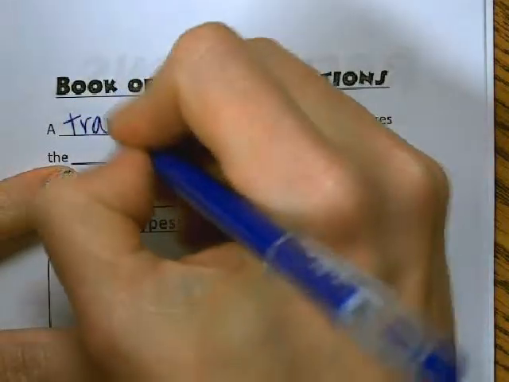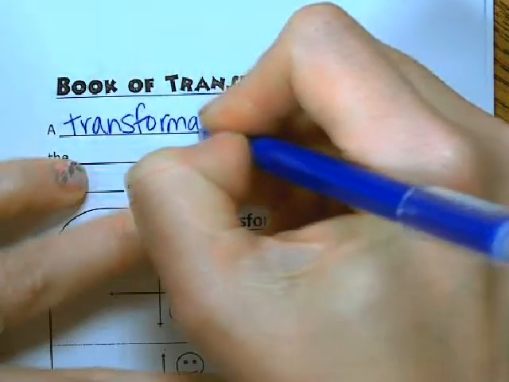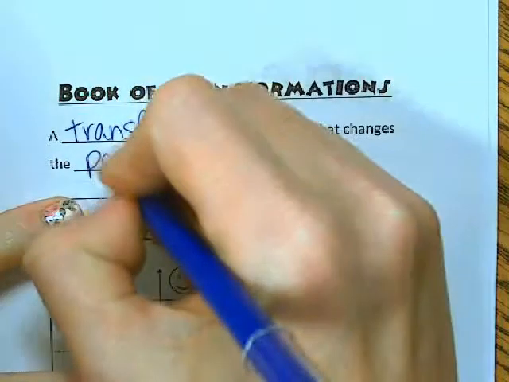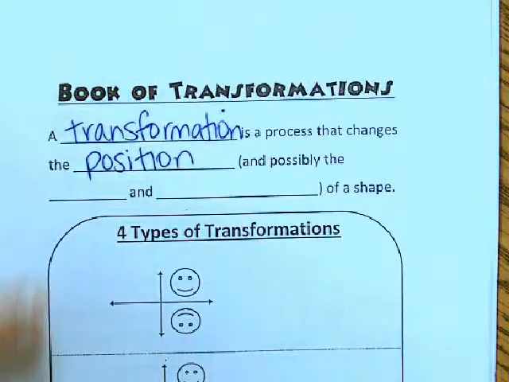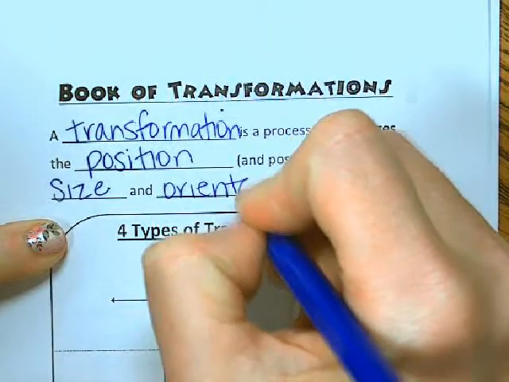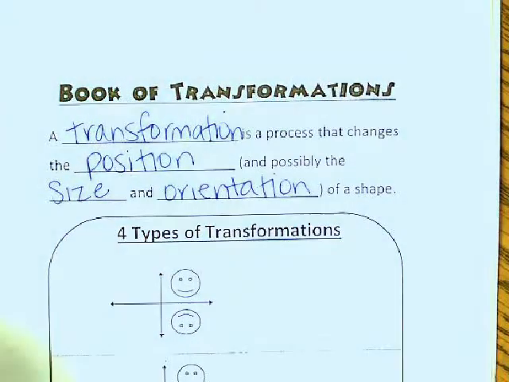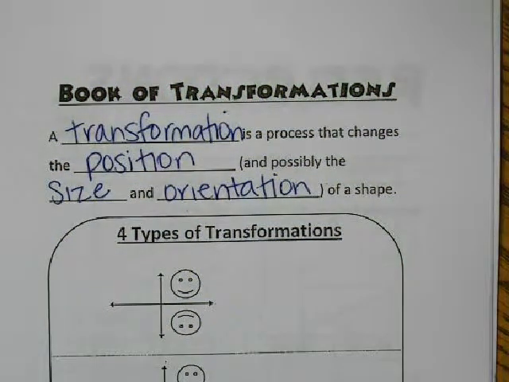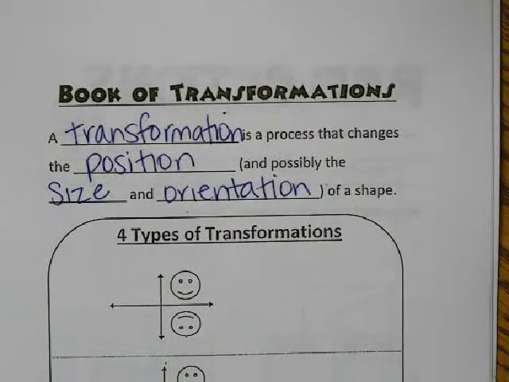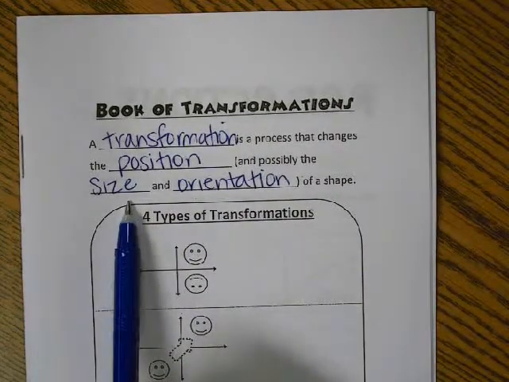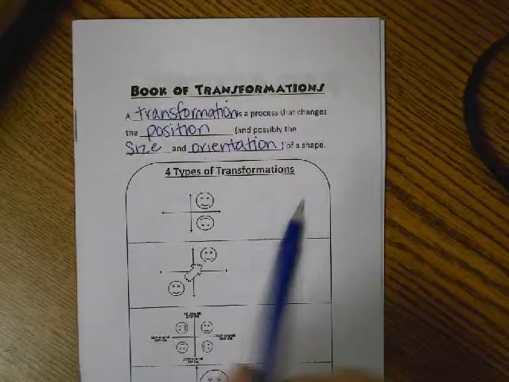So a transformation is a process that changes the position and possibly the size and orientation of a shape. In other words, we're going to shift things around, move them around, maybe flip them over, maybe turn them. Those are all transformations. Okay? It's just changing their position. Sometimes it makes them bigger or smaller. Sometimes it changes the direction that it's facing.